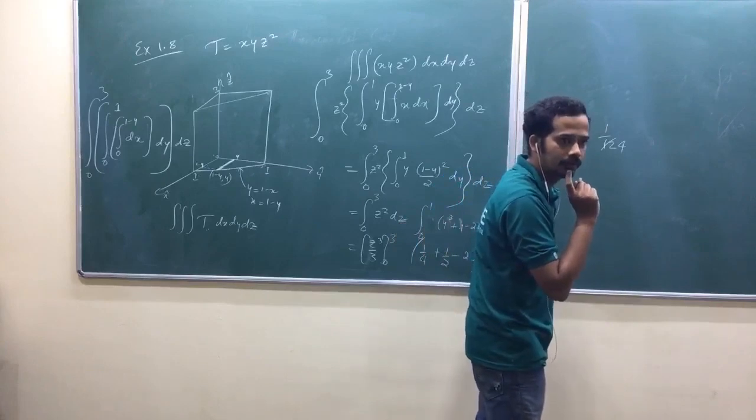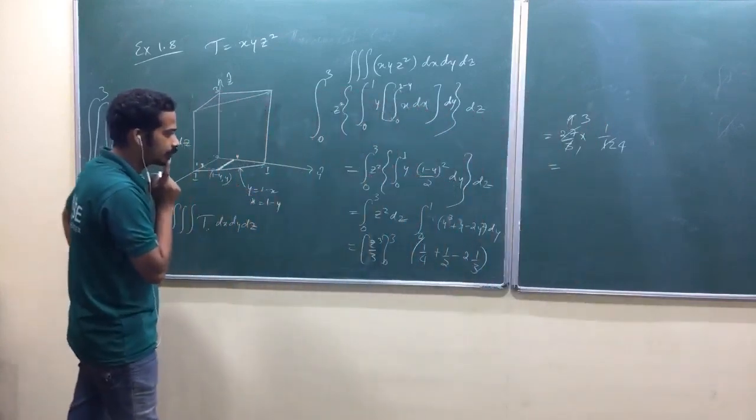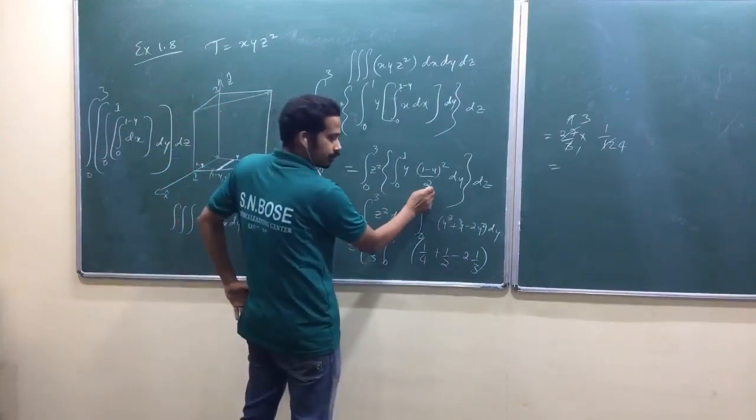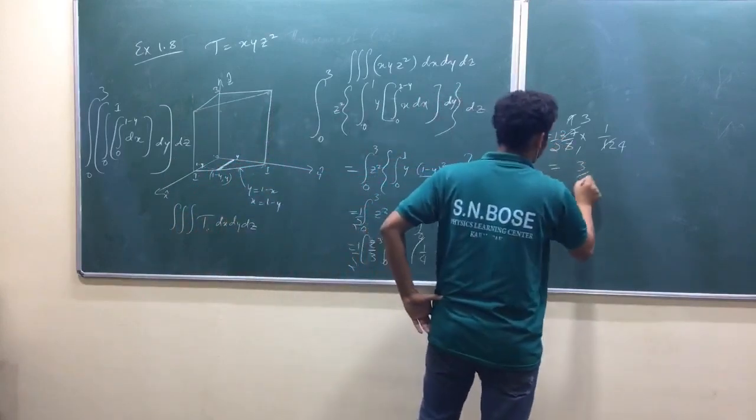3 by 4. Where I left 1 by 2? Where is 1 by? Oh, this 1 by, this 1 by. Correct. 3 by 8.